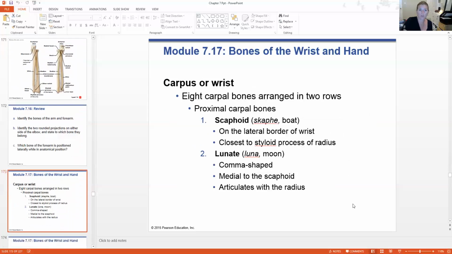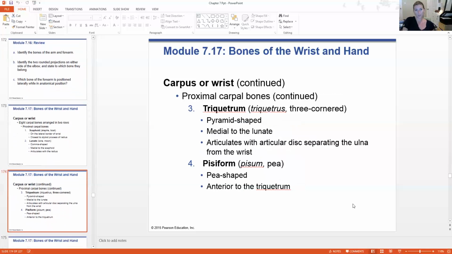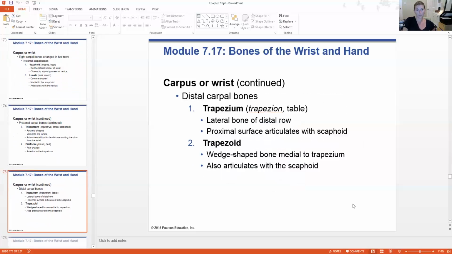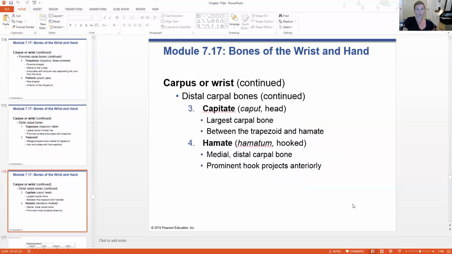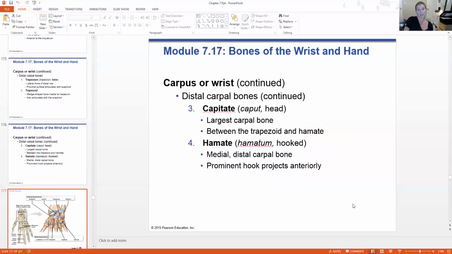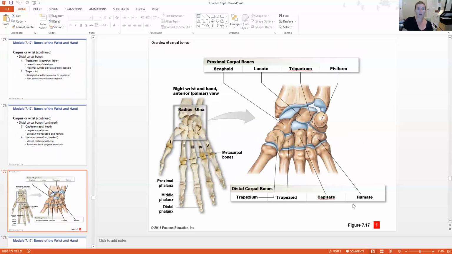Let's move on to bones of the wrist, or carpus. There's 8 of them. There's a scaphoid. There's a lunate. There's a triquetum, a pisiform, a trapezium, a trapezoid, a capitate, a hamate. Here they are. What I would do is I would memorize them in anatomical position by looking at a hand. Notice the pisiform is only visible on the anterior view. It's not on the posterior view, but all the other ones are.